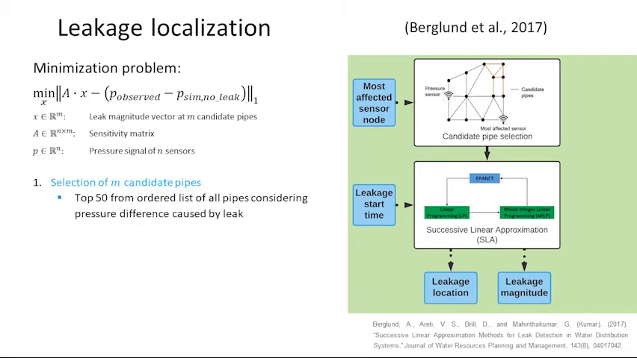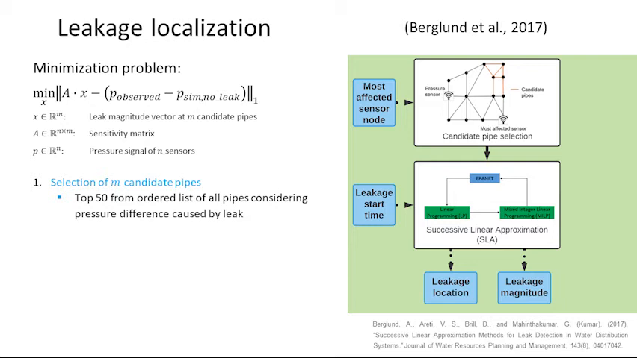The first step in this process is to select the m number of candidate pipes where the leak might have occurred. As a starting point to the selection, the most affected sensor from the previous step is taken, and the pressure difference that was caused by the leak is calculated for all pipes and then sorted descendingly by magnitude. The top 50 from this list are selected for further consideration, where the reduction to a number of 50 was derived after analyzing the dataset from 2018.